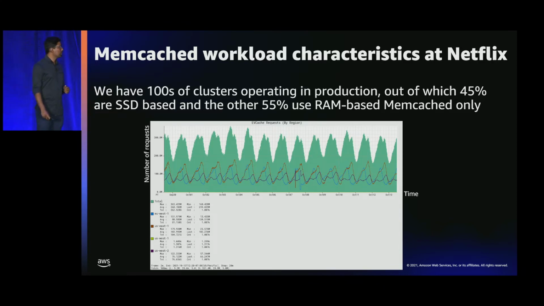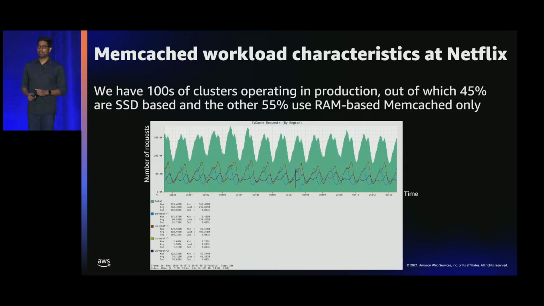So what you're looking at on your screen here is the number of requests served by EVCache globally. At any given second, the EVCache clusters are serving close to 300 million requests globally. And the different colored lines that you're seeing on your screen correspond to the requests served by each individual region, which are in the range of 100 million.